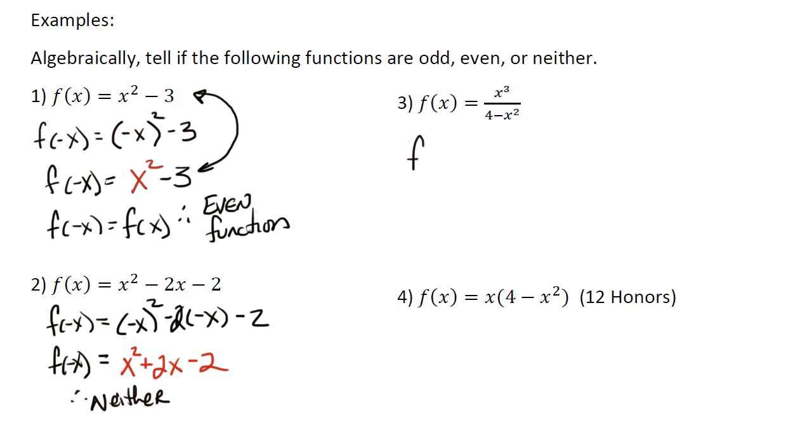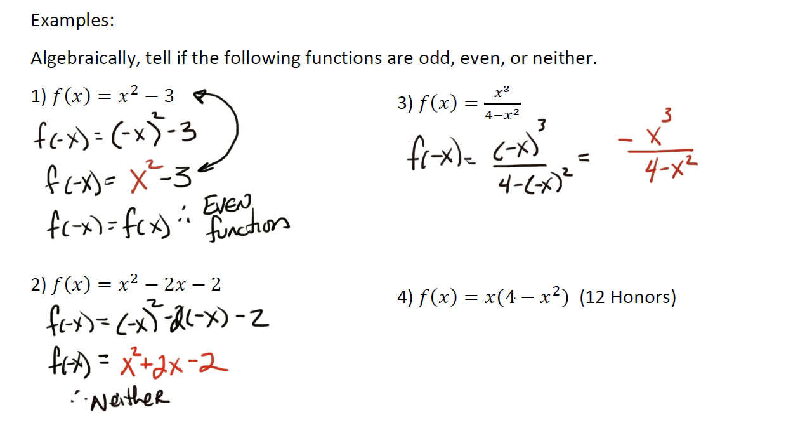Let's take a look at another one. Number 3. So once again, we're going to do it algebraically, right? So I'm going to plug in -x. All right, why don't you clean this up and see what you get. Well, -x, -x, -x is -x cubed over, this becomes +x squared. So downstairs I get 4 minus x squared.